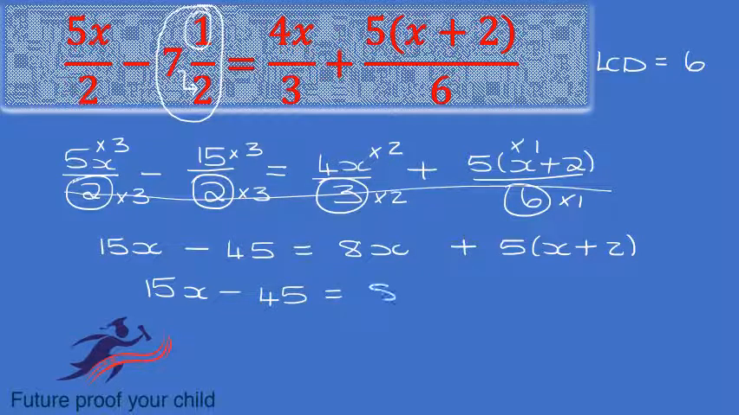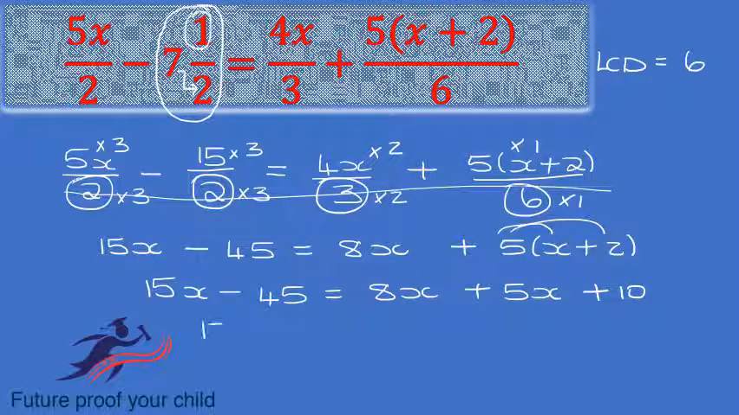equals 8x. I'm going to distribute the 5 in, so 5 times x is 5x. And 5 times 2 is 10. I'm going to neaten it up a little bit, so we get 15x minus 45 equals 8x plus 5x is 13x plus 10.